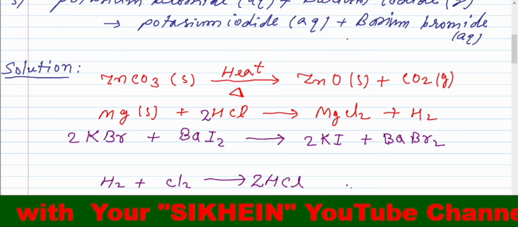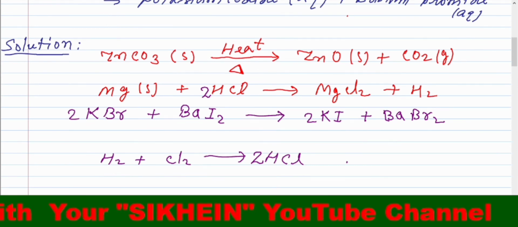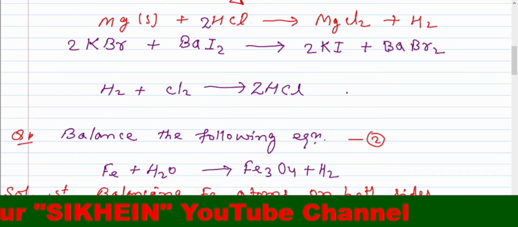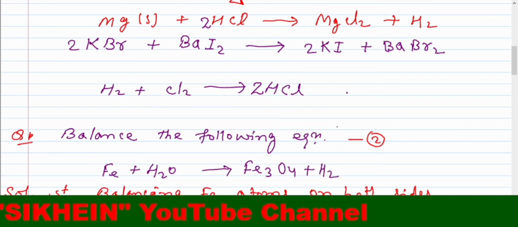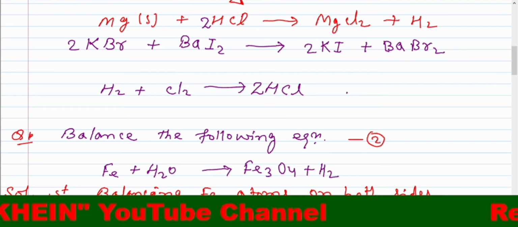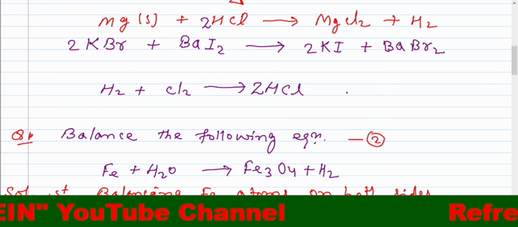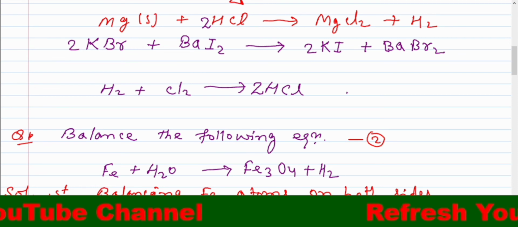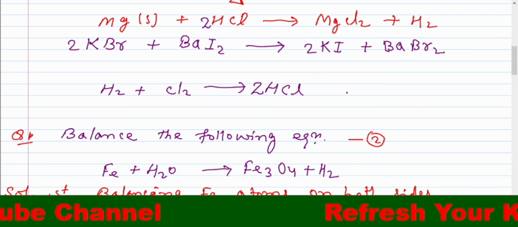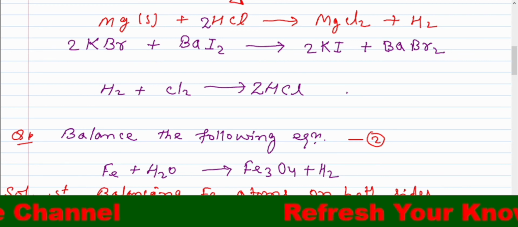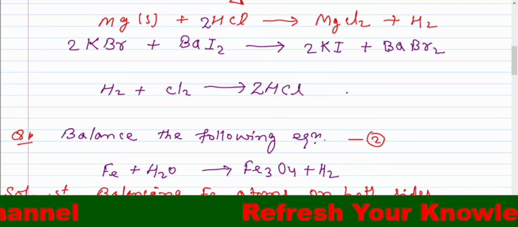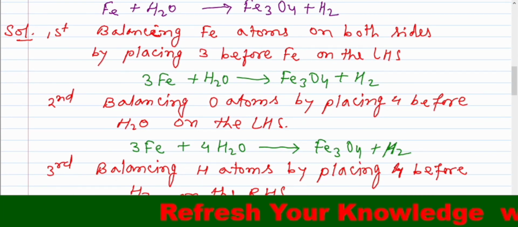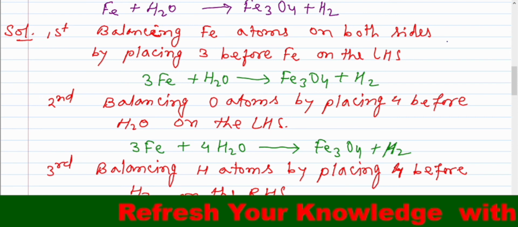The second question I have taken, that is balance the following equation: Fe plus H2O, we get Fe3O4 plus H2. First we balance Fe atoms on both sides by placing 3 before Fe on the left hand side. Then we get the equation here.